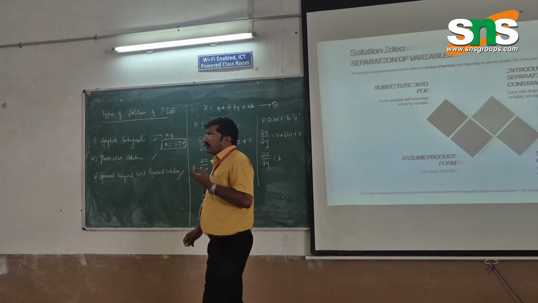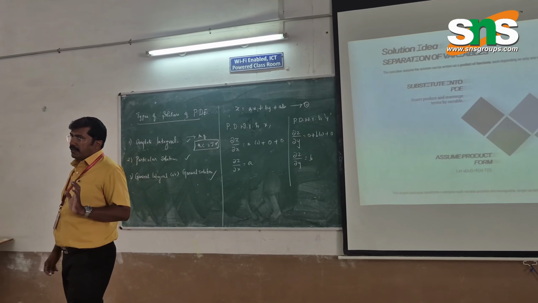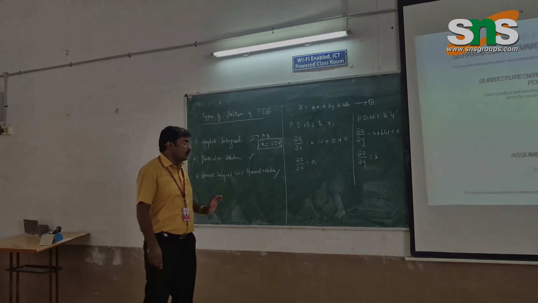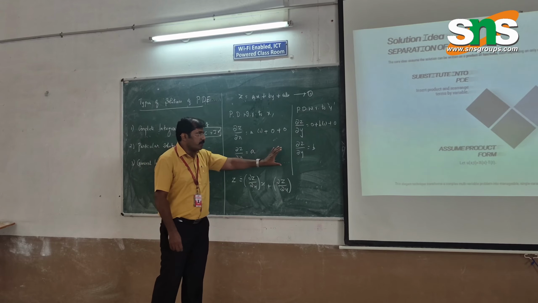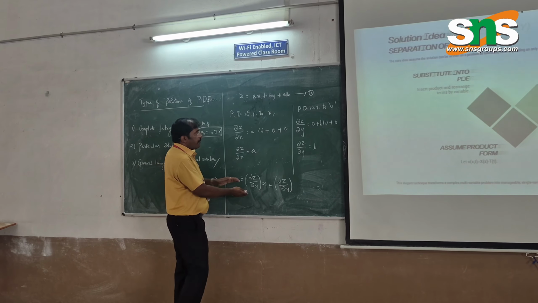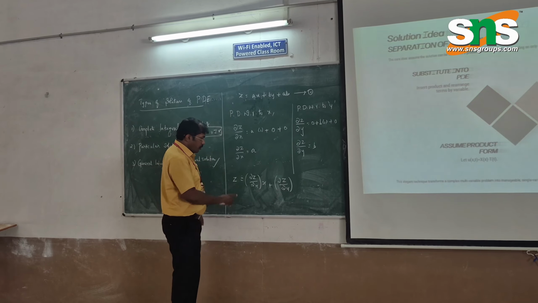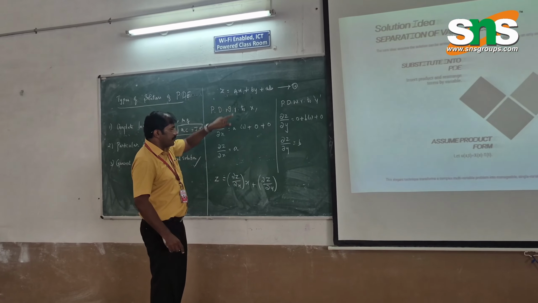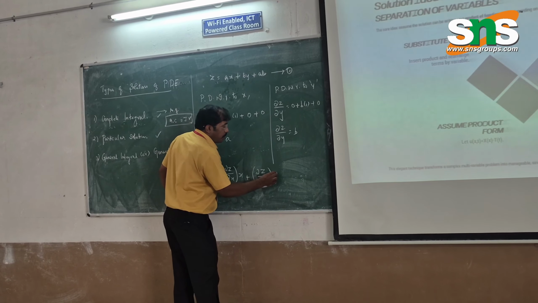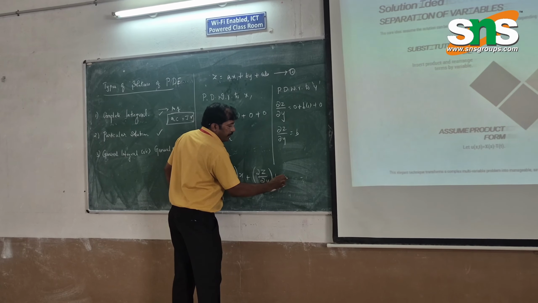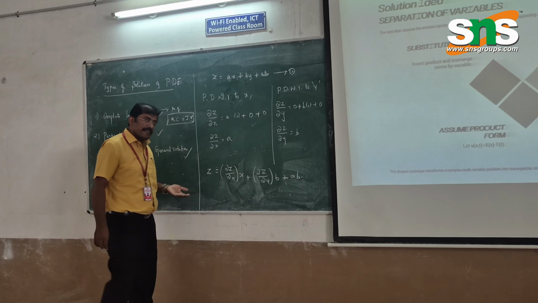Now I have some partial derivatives with respect to x and with respect to y. Here we have dou z by dou x equal to a, and dou z by dou y equal to b. I am going to apply this in equation number 1. So I get z is equal to dou z by dou x into x plus dou z by dou y into y plus ab. So I get a result like this.